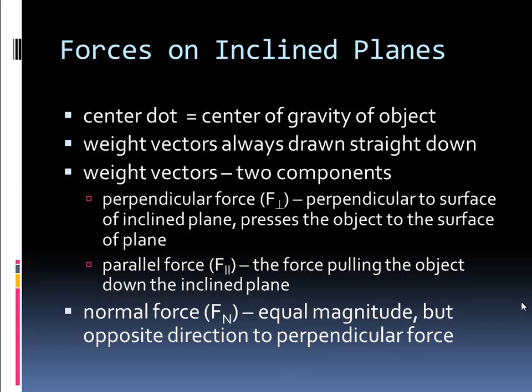The center dot of that diagram represents the center of gravity. The weight vectors are always drawn straight down. So when you're drawing a free body diagram of an object on an incline, you want to draw the weight straight down. Then you want to break that weight vector up into two components.